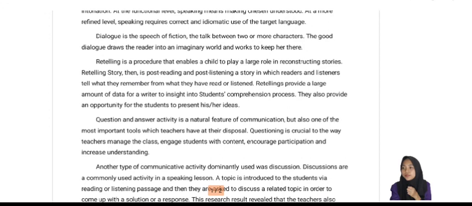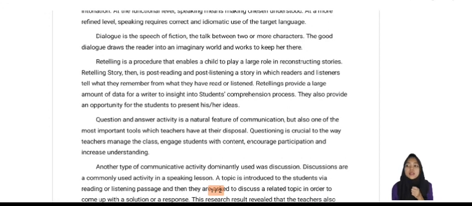And next, question and answer activity is a natural feature of communication, but also one of the most important tools which teachers have at their disposal. Questioning is crucial to the way teachers manage the class, engage students with context, encourage participation, and increase understanding. Another type of communicative activity dominantly used is discussion.